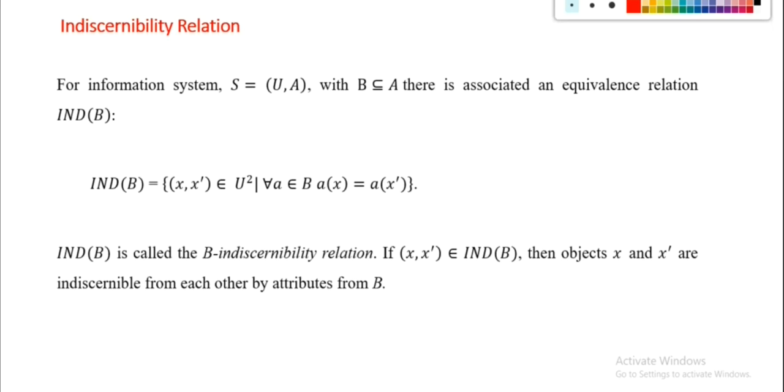For an information system S equals to (U, A) with B a subset of A, there is an associated equivalence relation denoted as IND(B), and IND(B) is equal to {(x, x') belonging to U squared, such that for all a belonging to B, a(x) is equal to a(x')}. a(x) equal to a(x') means that two different objects x and x', if they have the same pair of values with respect to the attribute a, then they will fall into the same indiscernibility relation. Okay, so this is all about indiscernibility relation.